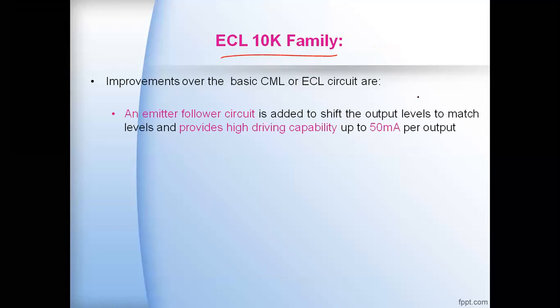So what are the improvements that we can see from the basic ECL to this ECL 10K family? In this, an emitter follower circuit is used to shift the output levels to match with the next stage of the ECL circuit. Therefore, it improves the driving capability up to 50 milliampere. So in 10K and 100K logic families, we use the emitter follower here. That is one improvement from the basic circuit.